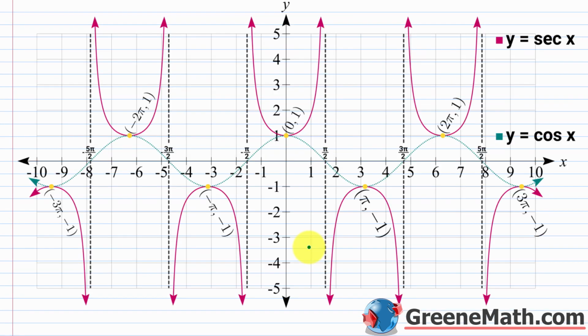All right, before we jump in and look at any problems, I want to give you a quick review of how to graph the secant function. So something like y equals the secant of x. Again, we have this guy graphed in red already.